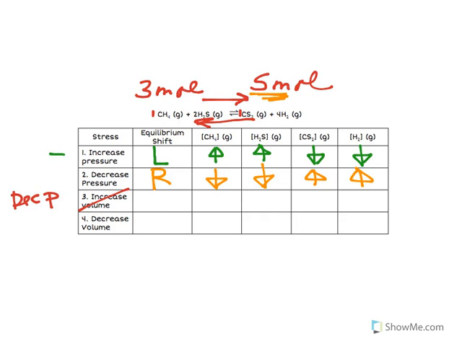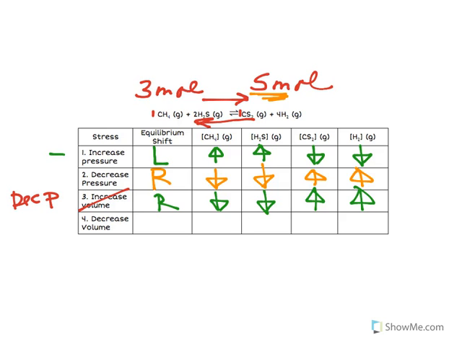And so basically, now the reaction is going to do the same thing that it did when I decreased the pressure. It's going to shift to the right. The compounds on the left-hand side are going to go down, and the compounds on the right-hand side are going to go up. Because remember, when we decrease the pressure, the system wants to do the opposite, increase the pressure.